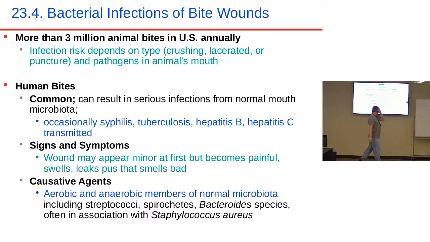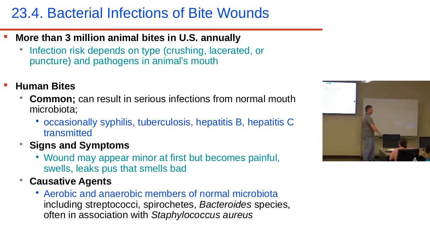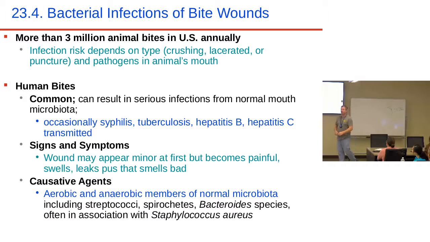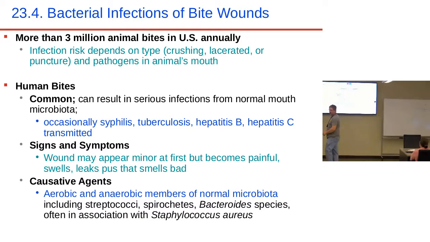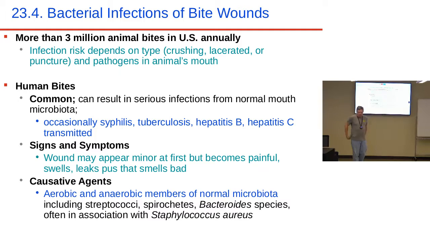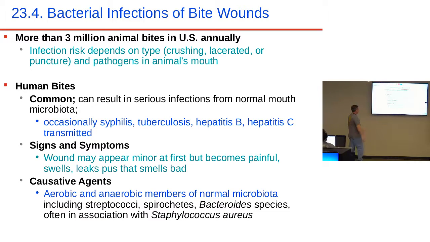The next one here is probably one of the most common reasons why somebody might find their way to an urgent care or emergency room. That is wound related anyways. These are going to be animal bites. So animal bites constitute over 3 million entrances into the clinics nationwide.